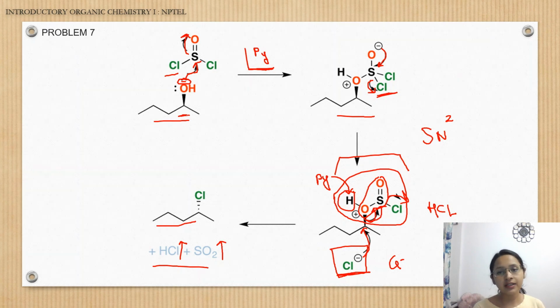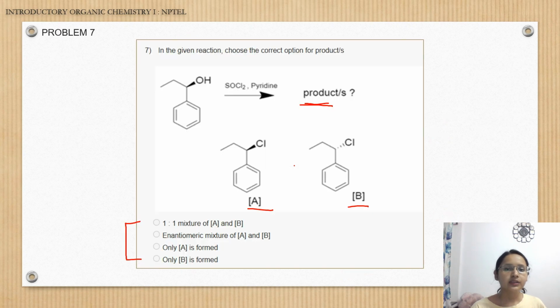There is another kind of thing here also. You are making this OH a good leaving group, and then only this nucleophilic substitution will take place, right? So this is how it works. So is this mechanism clear to all of you, what is happening here? Okay. If this mechanism is clear to all of you, then now coming to the question.